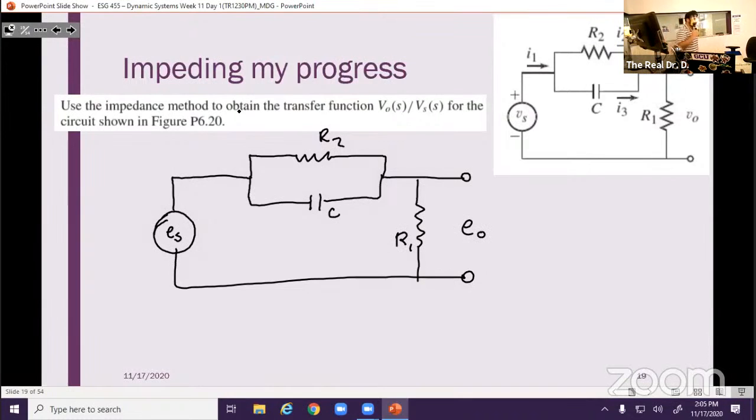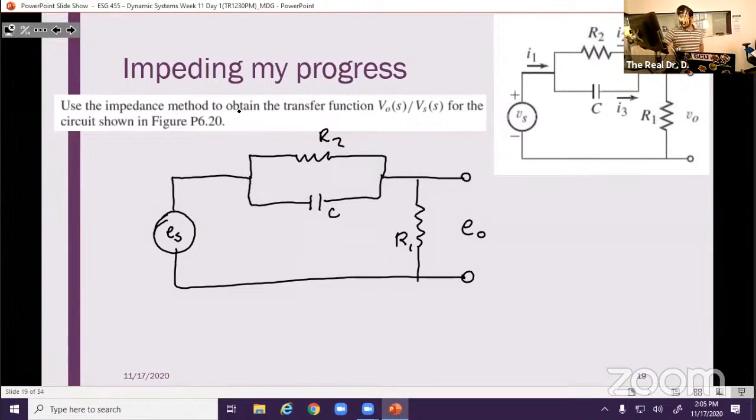Okay, so what were we asked for? We're asked to use the impedance method to obtain the transfer function, E out over ES, the output over the supply voltage for the circuit shown in this figure. That's different than normal for us, because normally we have IL or E sub C as my output, but this very specifically states that we want to know how much output voltage we are getting. Those are just terminals. So imagine you've got a resistor there, you clamp on your alligator clips, and you're reading out the voltage across that. That's what we're doing.